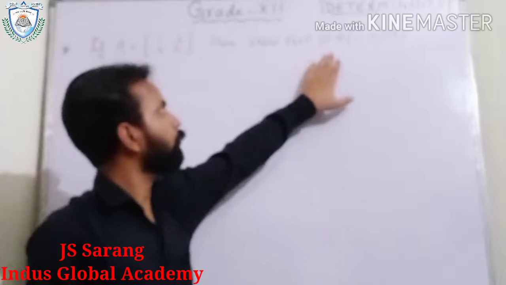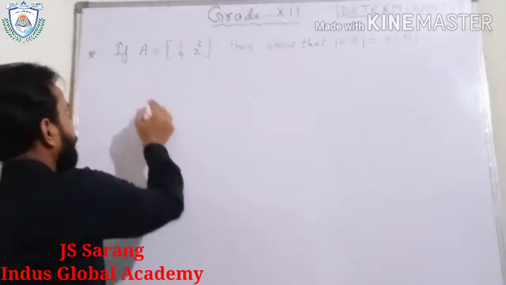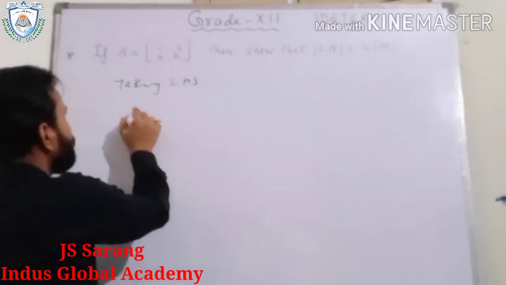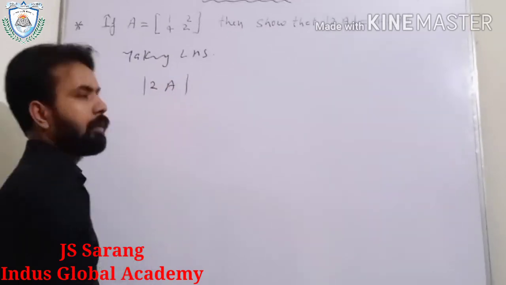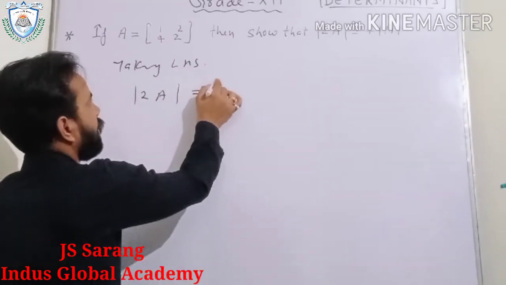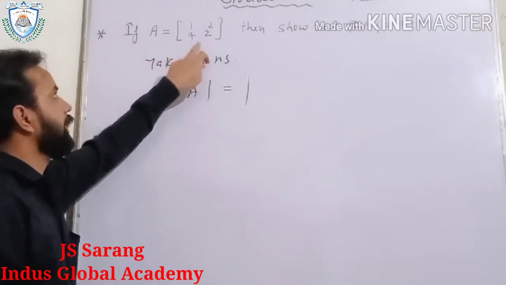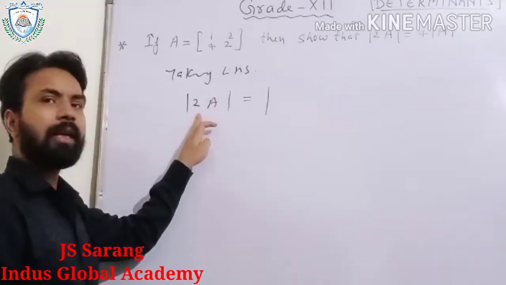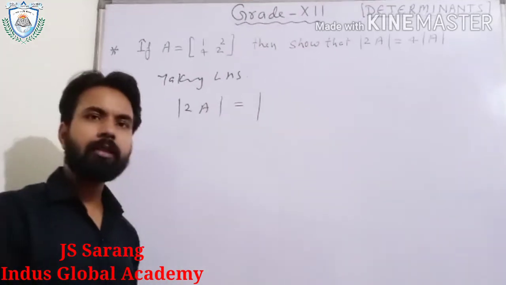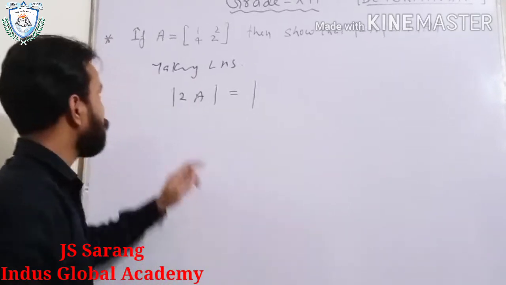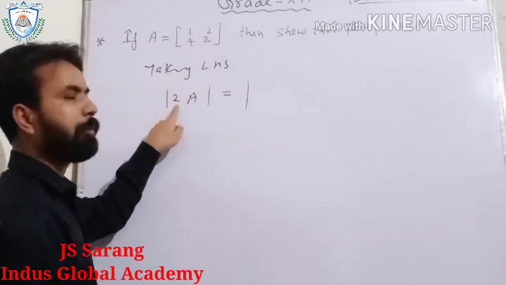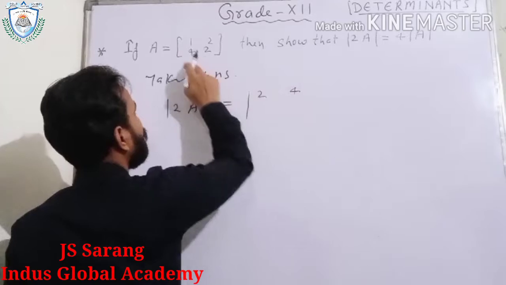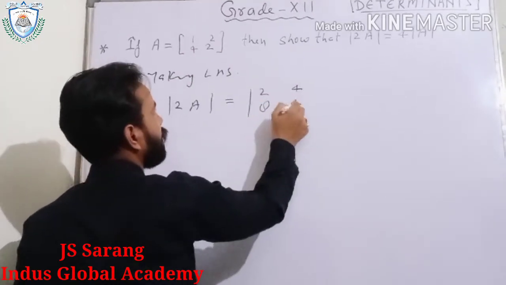So first we will have to find the value of LHS. Taking LHS, LHS is determinant of 2A. Determinant of 2A means determinant of this matrix A multiplied by 2. So we know that if we want to multiply a matrix by a scalar, then each and every element of that matrix will be multiplied by that scalar. So every element of this matrix is multiplied by 2. So what we will get? 2 1s are 2, 2 2s are 4, 2 4s are 8, and 2 2s are 4.